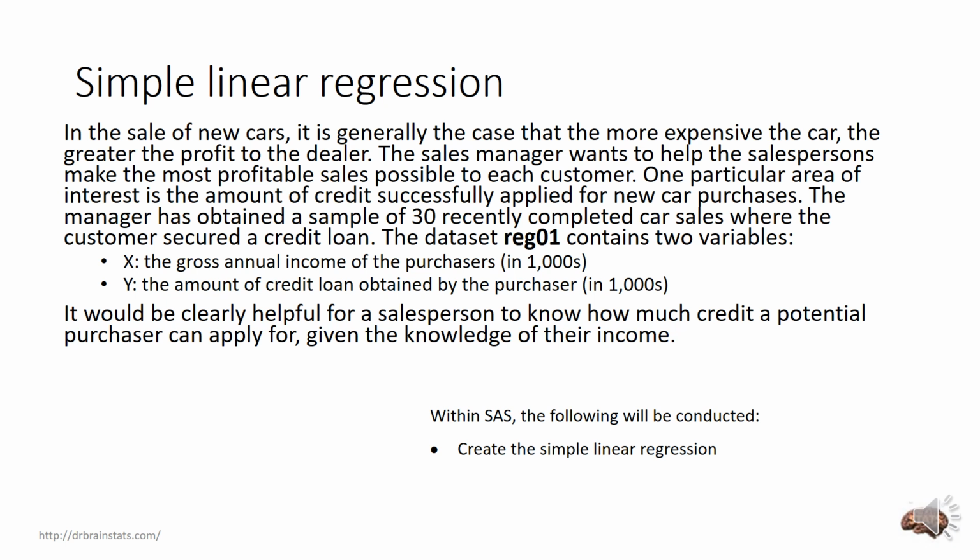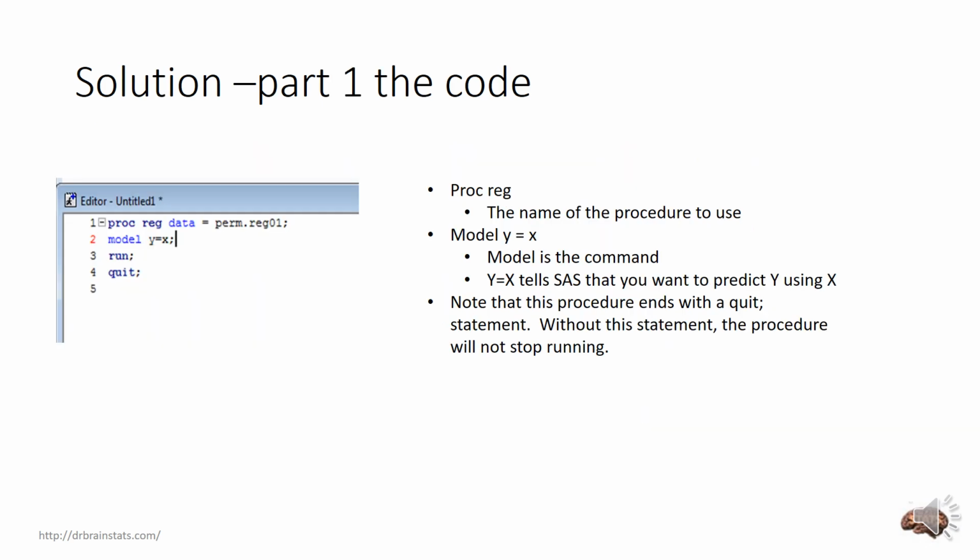The dataset Reg01 contains two variables: X, the gross annual income of the purchasers in thousands, and Y, the amount of credit loan obtained by the purchaser. It'd be clearly helpful for a salesperson to know how much credit a potential purchaser can apply for, given the knowledge of their income. So within SAS, we're going to create a simple linear regression. And this is our solution.